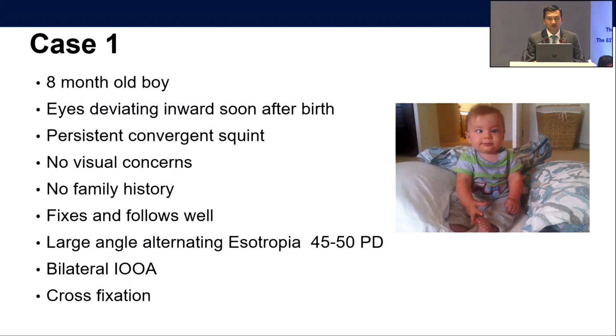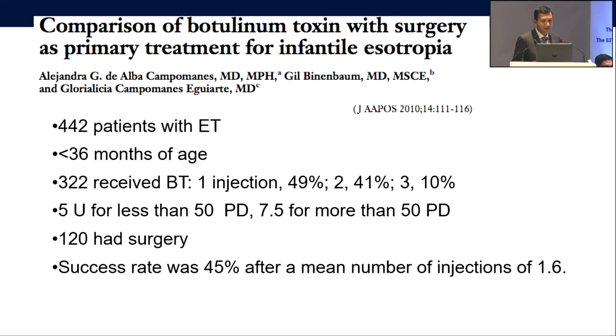So there's a lot of controversy. We just talked about it, but I quote this paper all the time. This is from Alejandra Campomanes, the largest randomized control trial, to the best of my knowledge, looking at toxin versus surgery in patients with strabismus. The groups were not equal because they never can be in strabismus, and the toxin group was younger. However, she used quite hefty doses, 5 units or 7.5 units.